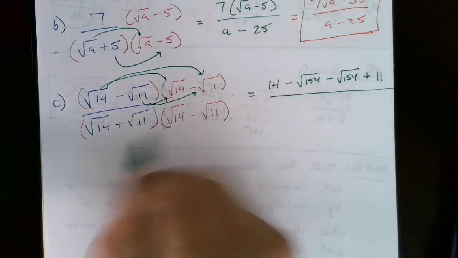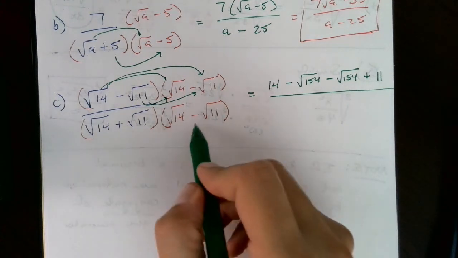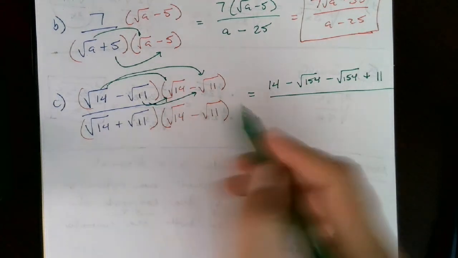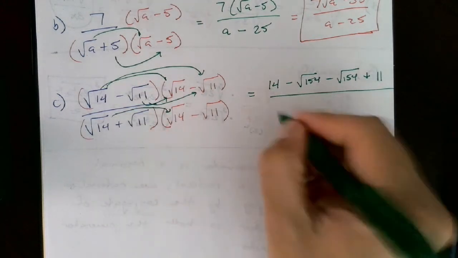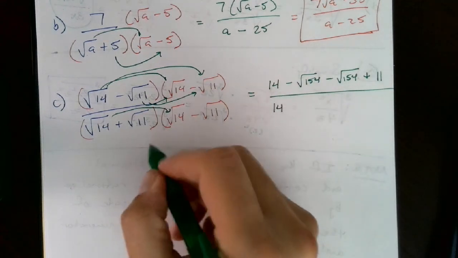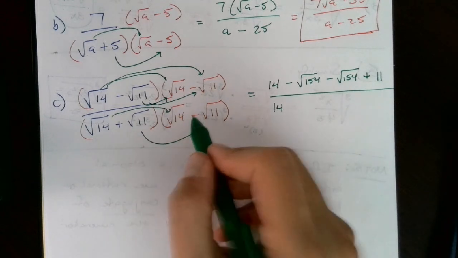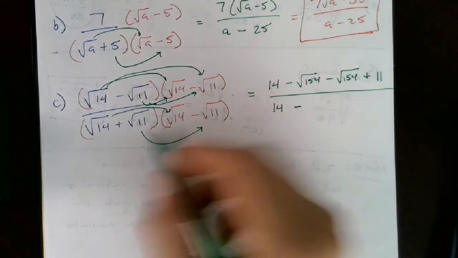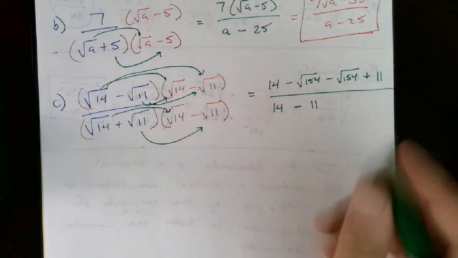Over. In the denominator, are these conjugates? Well, yes, they are, right? One has a positive in the middle, one has a negative, so you can just multiply the first and the last. Multiplying the first, square root of 14 times square root of 14. Remember, square root times itself just gives you the inside, so just 14. The last, because remember the middle terms cancel, square root of 11 times a negative square root of 11 will give me a minus, and then square root of 11 times square root of 11 is just 11, right? Just gives you whatever's on the inside.